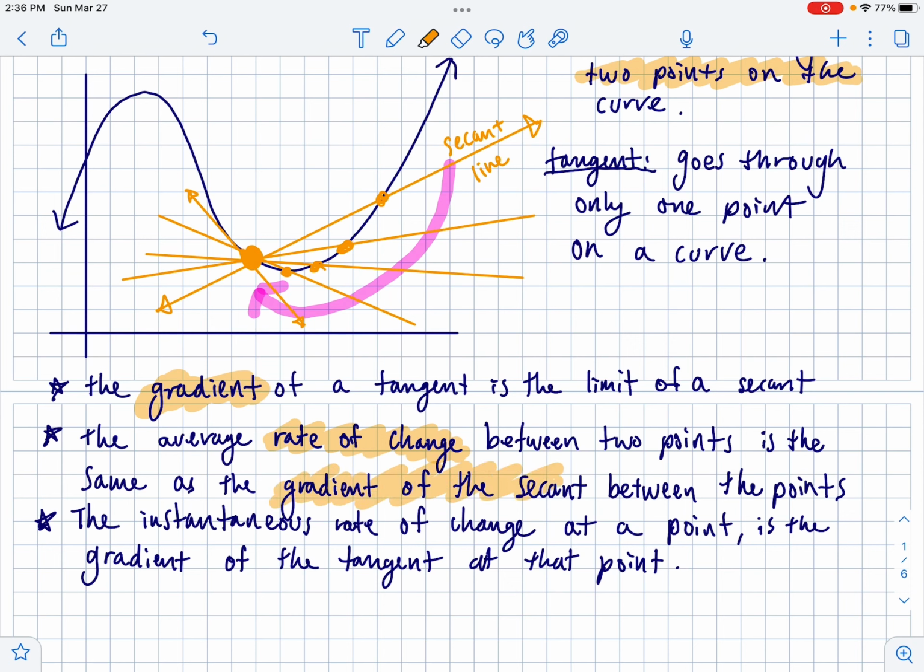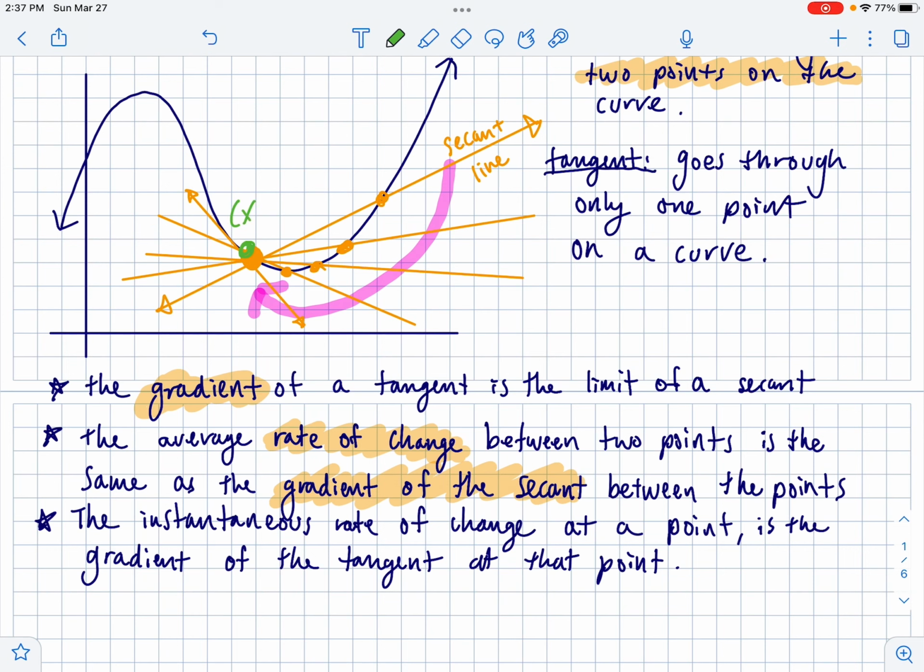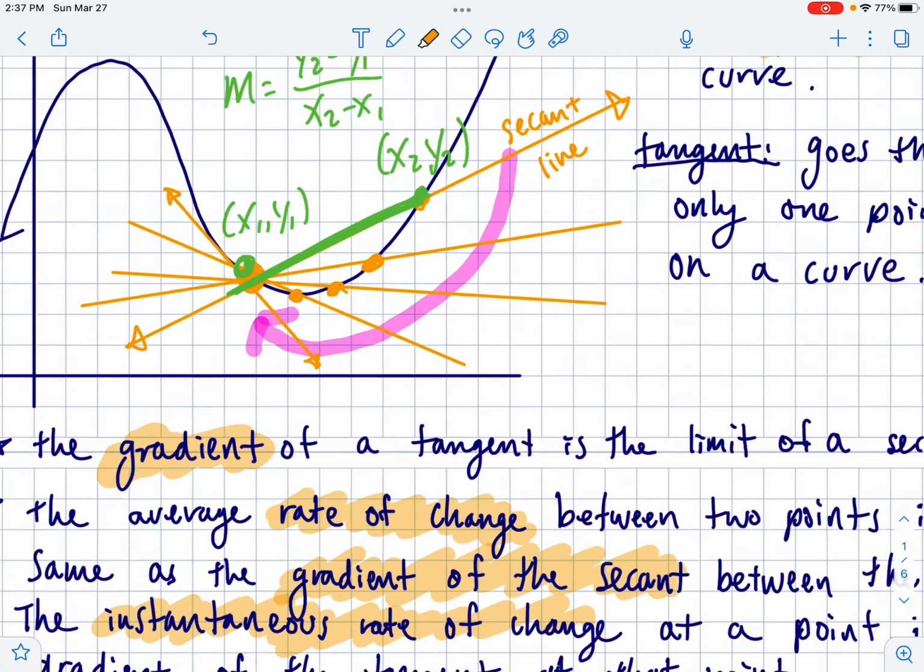The average rate of change between the 2 points is the same as the gradient of the secant between the 2 points. So if I give you 2 points on a curve, like if I tell you this point is x1, y1, and this is x2, y2, then you could say that the slope between them is y2 minus y1 over x2 minus x1. And then the slope between them is the rate of change between the 2 points. So it's really just like finding the slope, the gradient. Now, the instantaneous rate of change at a point is the gradient of the tangent at that point.